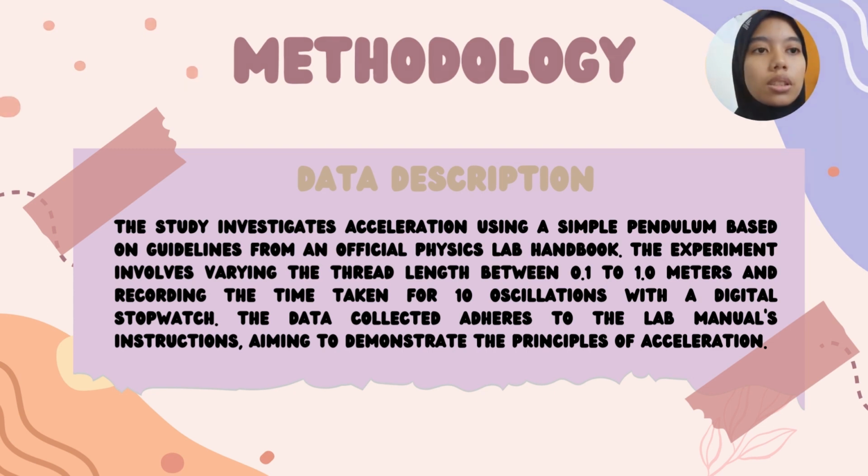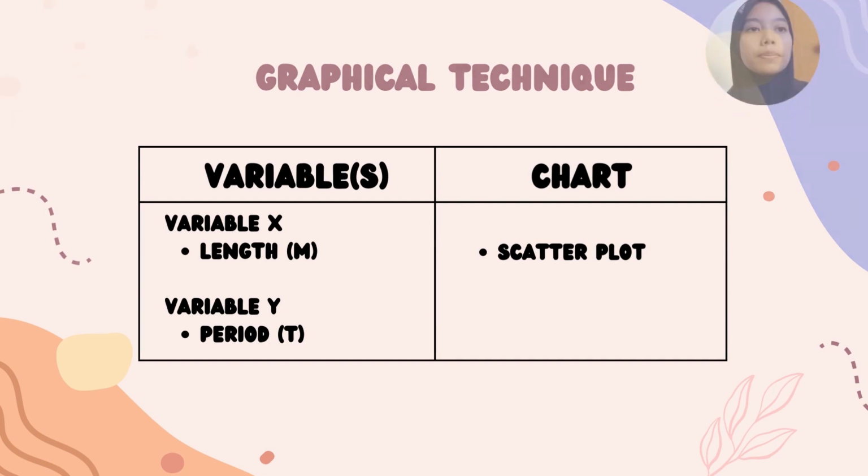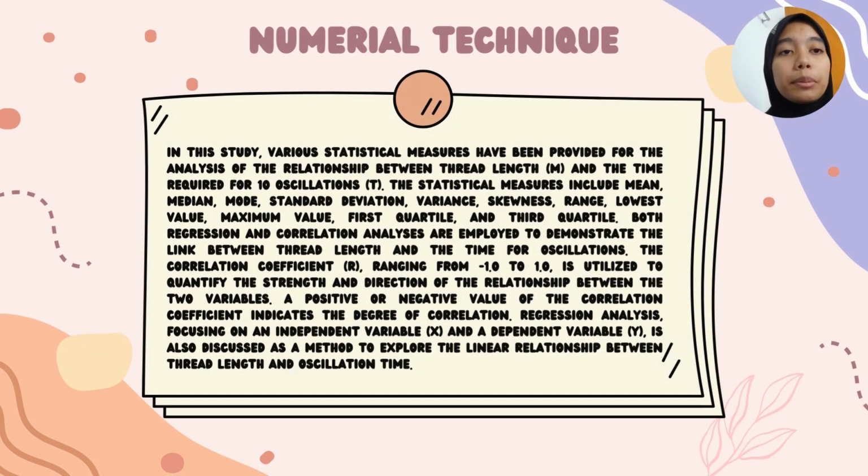principle of acceleration. For our graphical technique, we have 2 variables: the variable x, the length, and the variable y, the period, the time of the oscillation. For the chart, we're using a scatter plot. And last is the numerical technique.